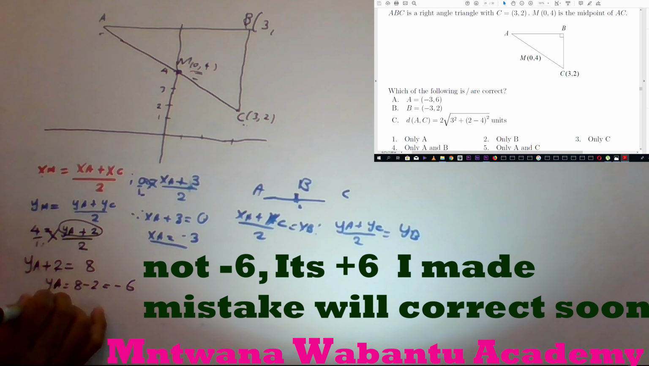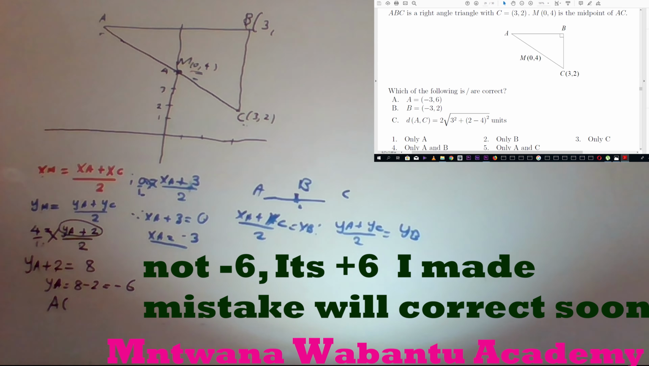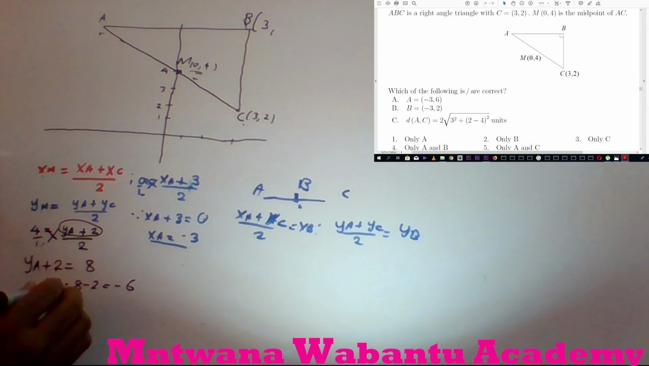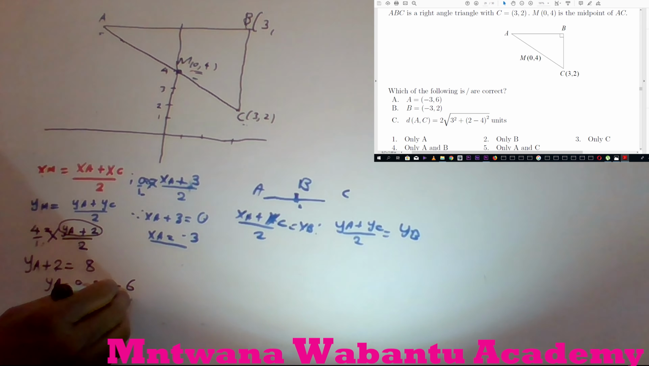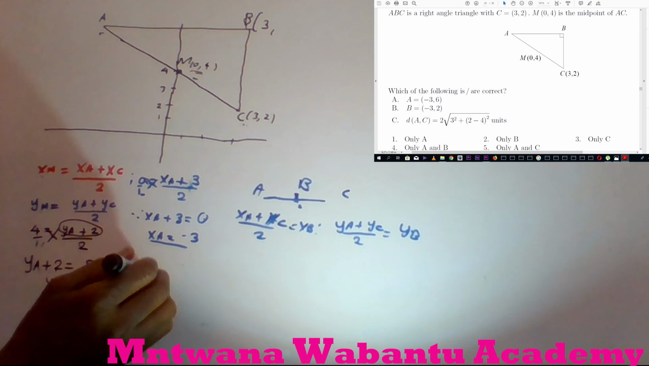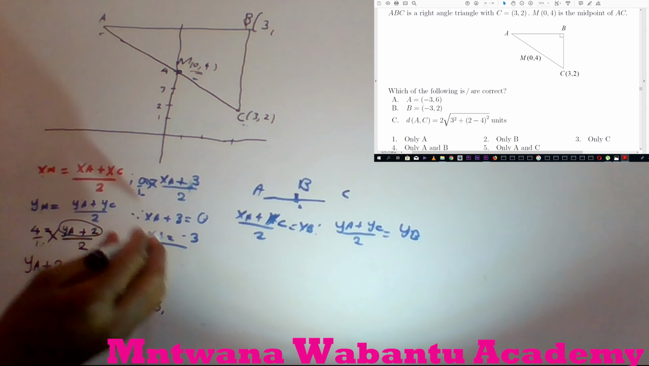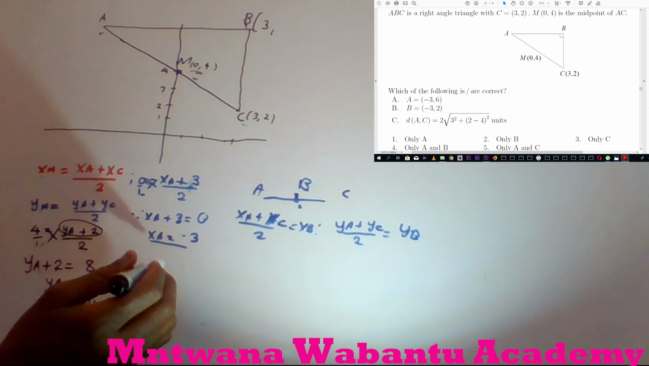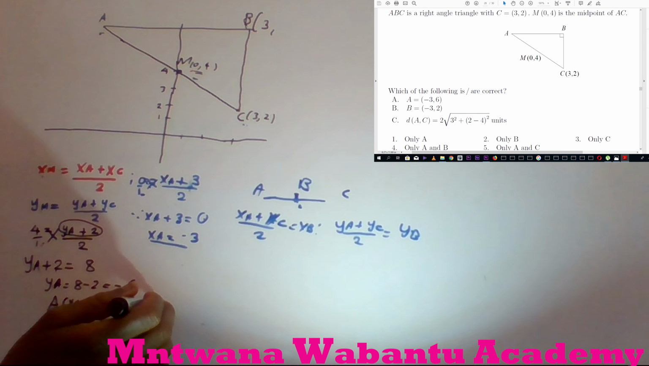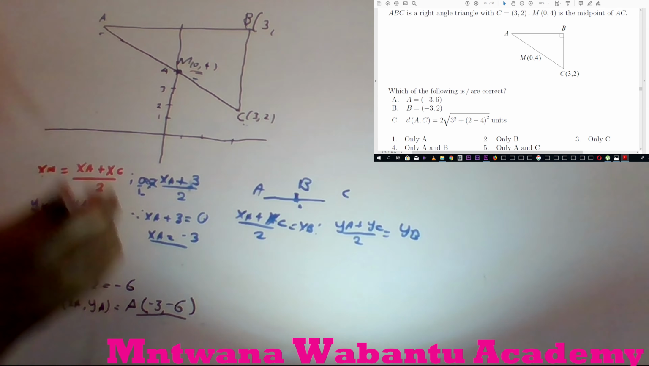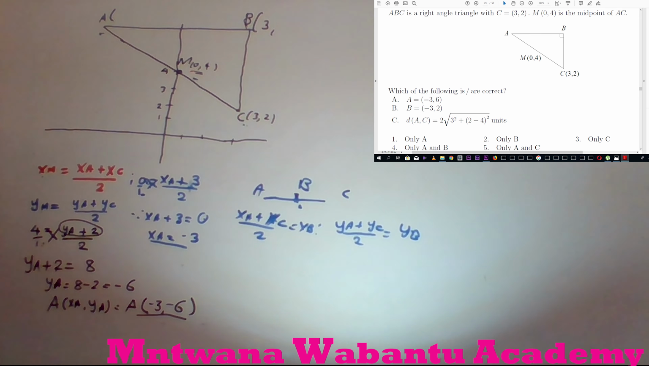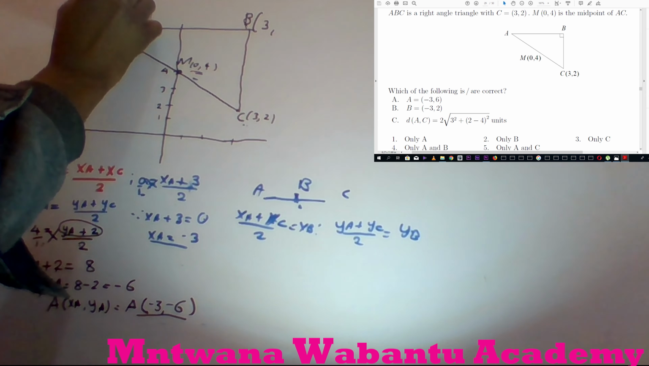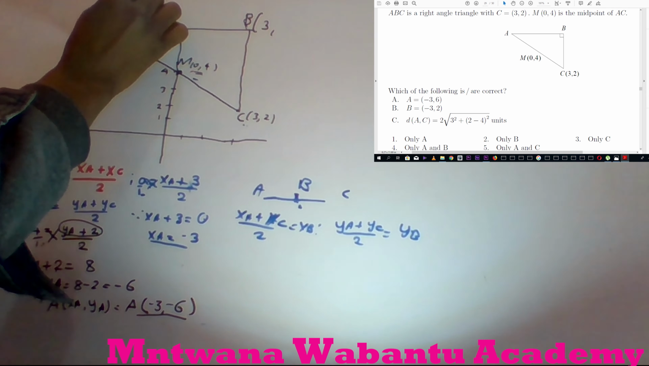So point A, the coordinate of A, means I have an X at A and Y at A. Which you know now: X at A equals negative 3, and Y at A equals negative 6. So point A we have. The coordinate of A now is x equals negative 3 and y equals negative 6.